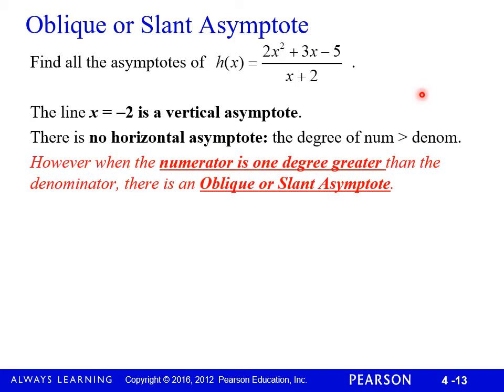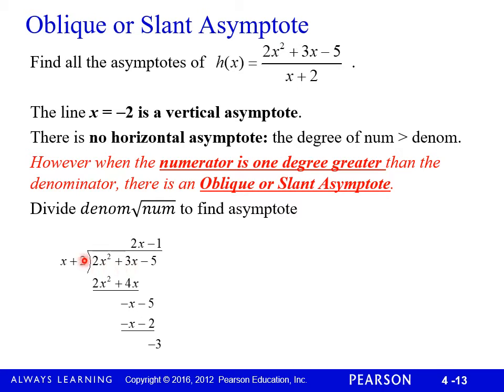Now, sometimes when the degree of the numerator is exactly 1 greater than the denominator, there is an oblique or slant asymptote. It's not vertical, up and down. It's not horizontal, side to side. It's at a diagonal or at a slant, okay? The way that we find this is to divide the denominator into the numerator, and the answer that we get on top will be our equation of a line that is our slant asymptote.